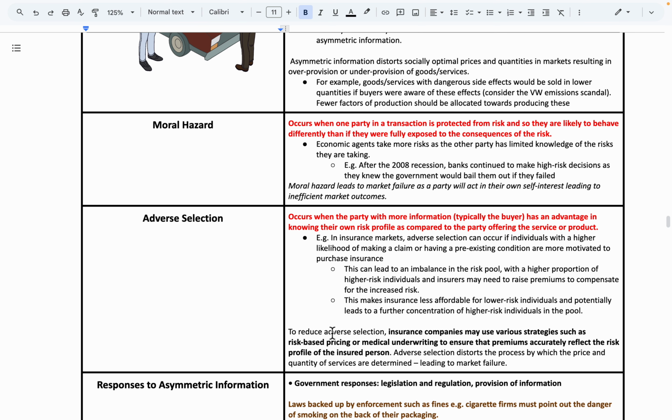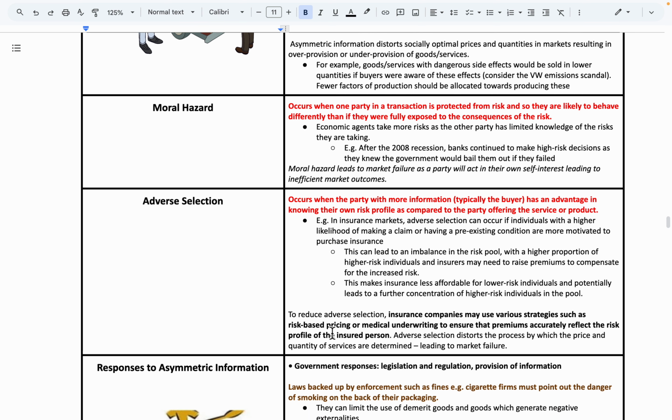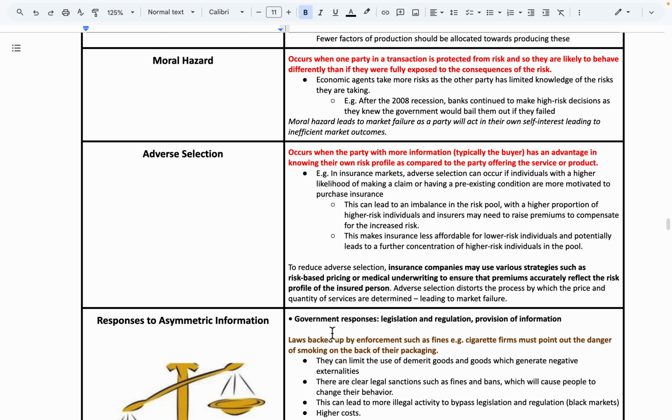So after the 2008 recession, banks continued to make high-risk decisions as they knew the government would bail them out if they failed. And moral hazard leads to market failure, as a party will act in their own self-interest, leading to inefficient market outcomes.